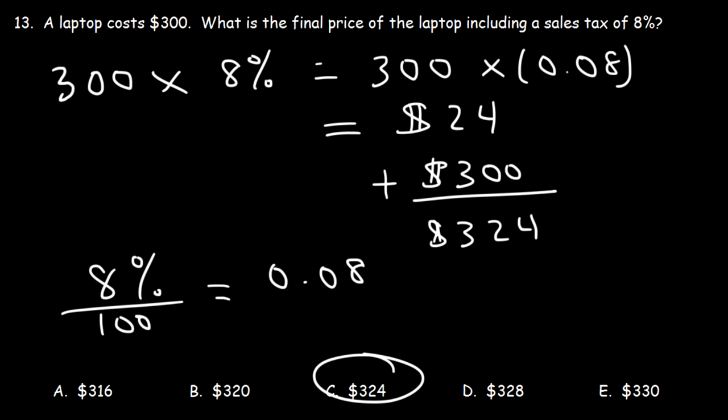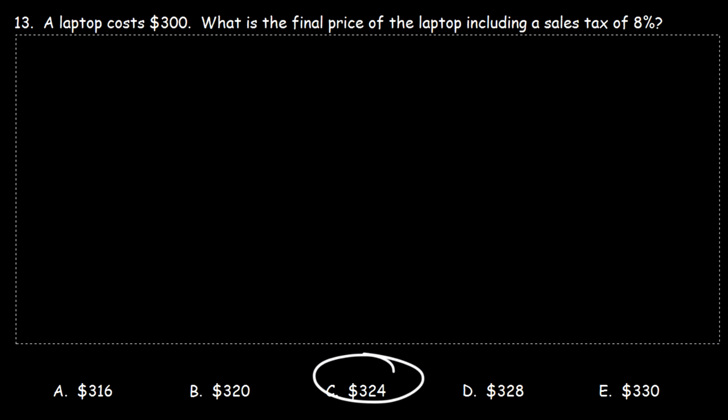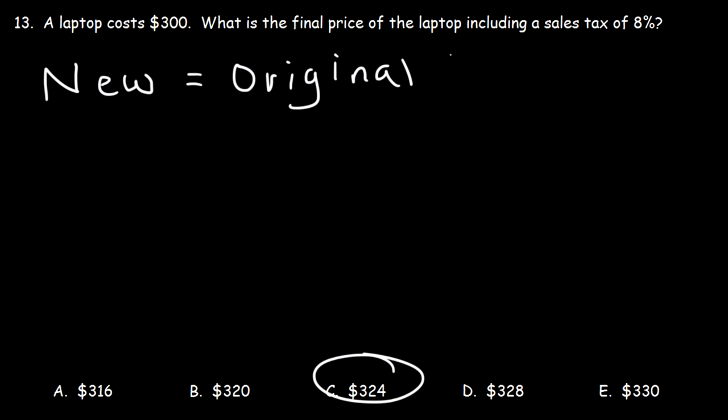Now, there's a formula that you can use to quickly get the answer if you want to find the final price. And this formula is useful for other problems too. The new price, that is the price after the percent change, or in this case sales tax, the new price is equal to the original price times 1 plus or minus R.